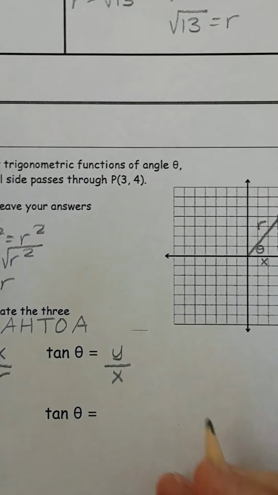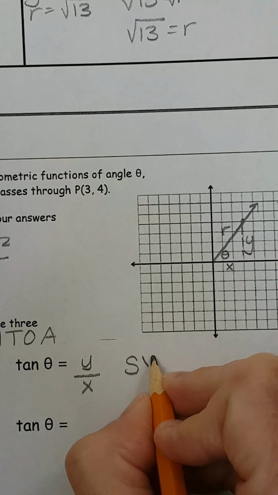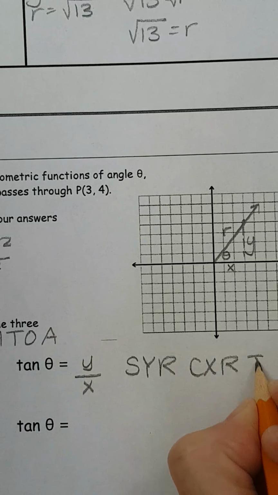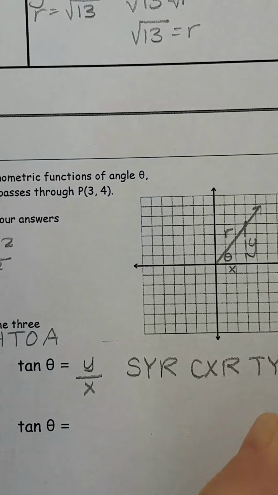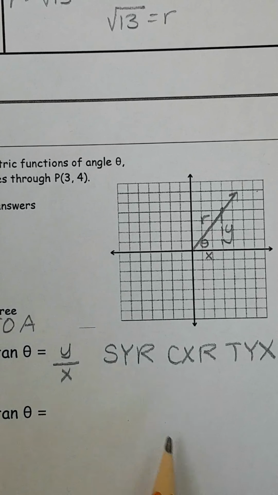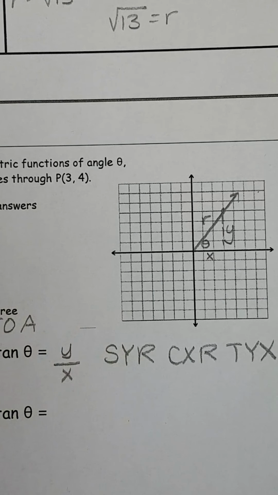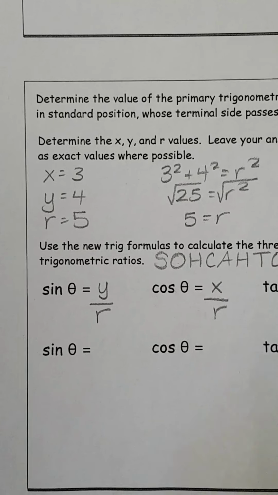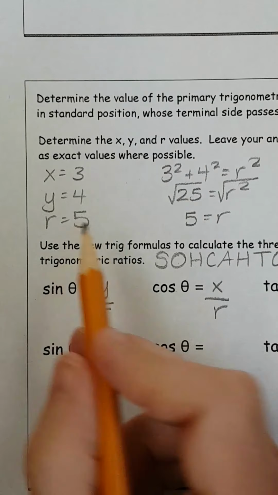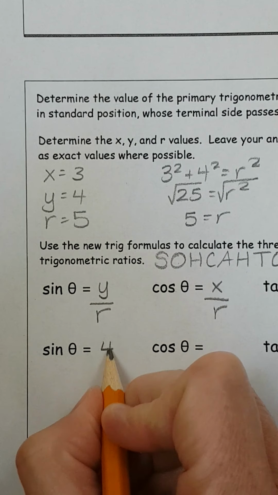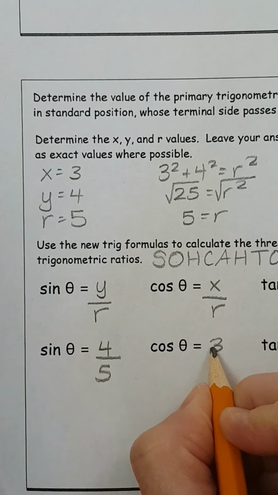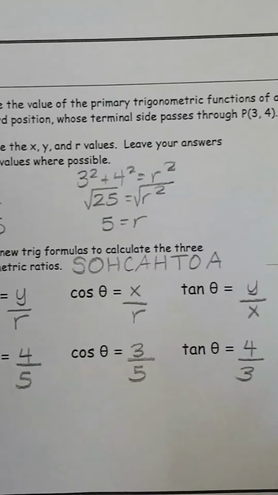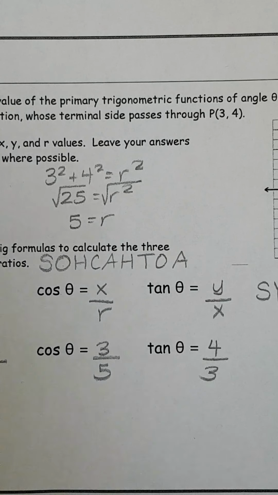And so here's our new acronym. There's probably a couple of different ways, but I've heard this one pronounced as cirkix. So that's a way for you to remember that. And now we can take our values, so our y over r. They're all right there, so not too complicated. 4/5, 3/5, and 4/3.